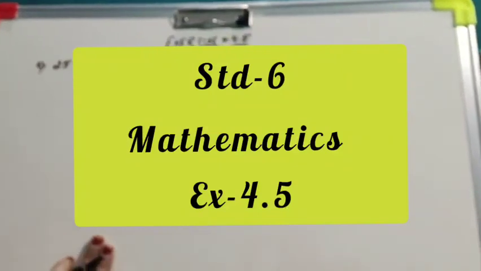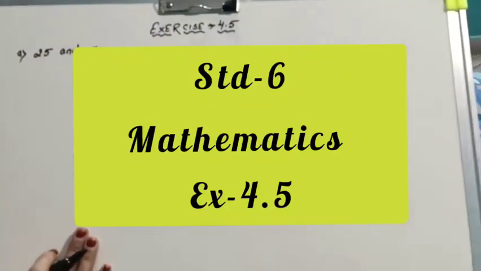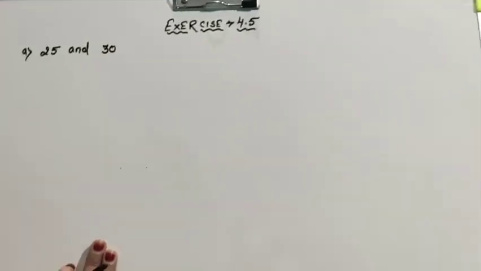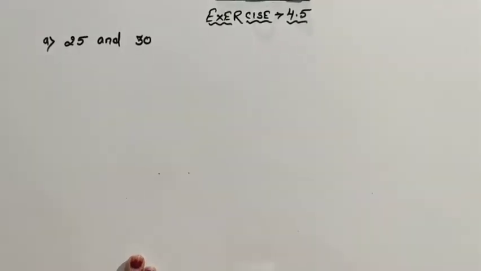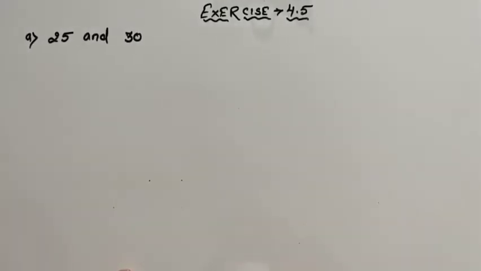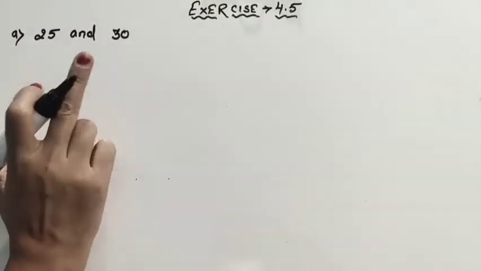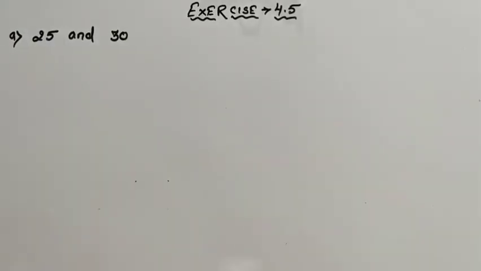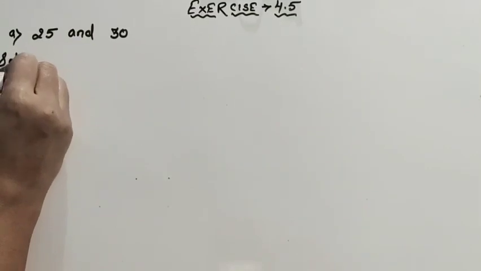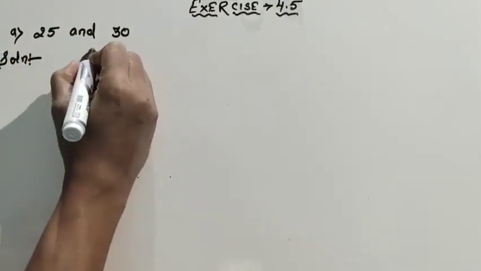Hello student, let's continue exercise 4.5. Exercise 4.5 question number 1 is given. Find the HCF of the following numbers using the common factor method. We can solve this question by using the common factor method. Go with the process. First of all, write solution.